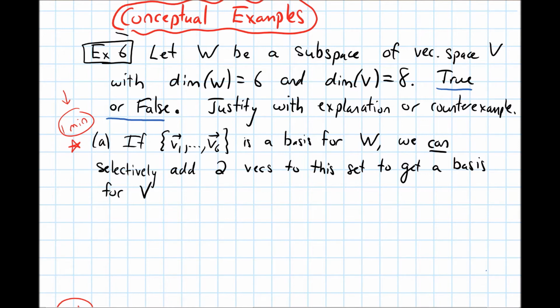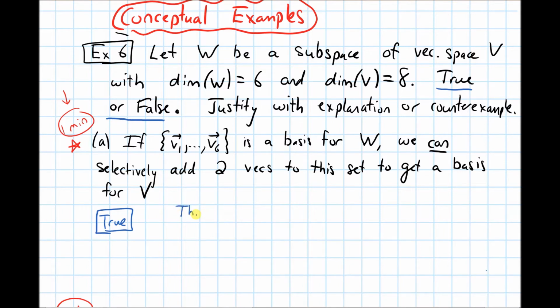Okay, so hopefully you paused the video for about a minute and thought about it. So let's start talking about this. It turns out that this is true. If I have a basis for my subspace, I can add vectors to it in a selective way to get a basis for the larger vector space.